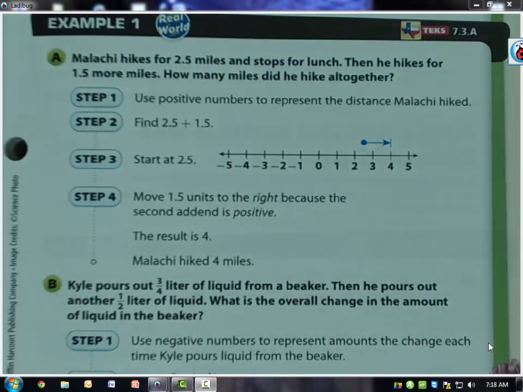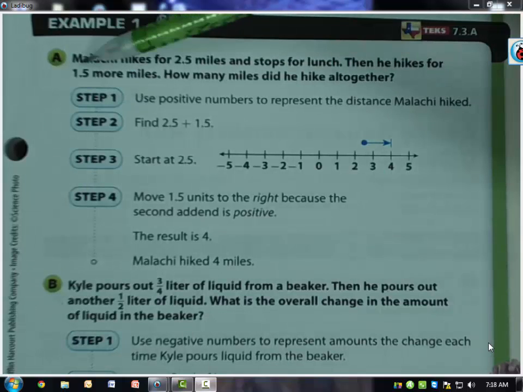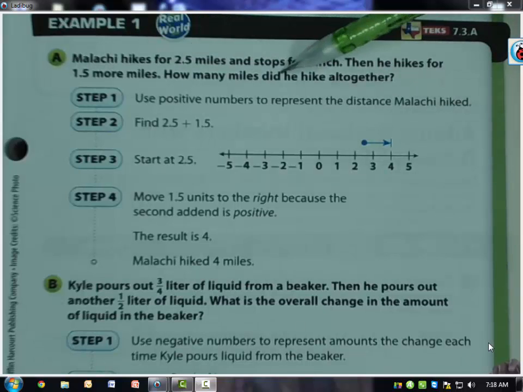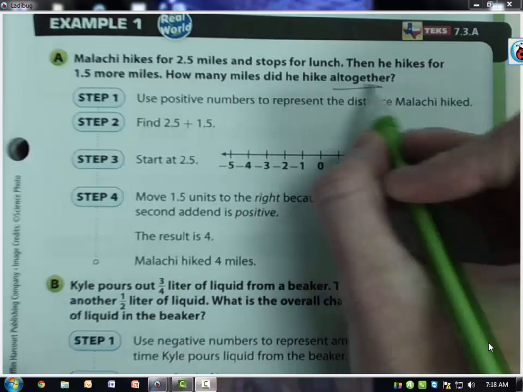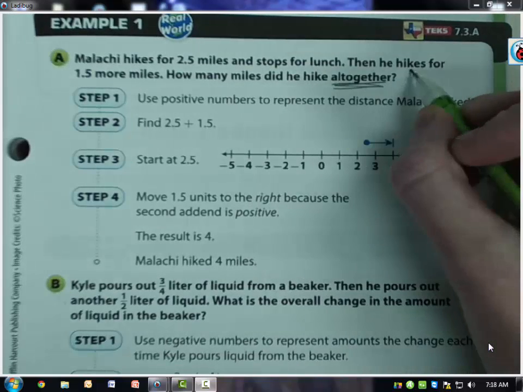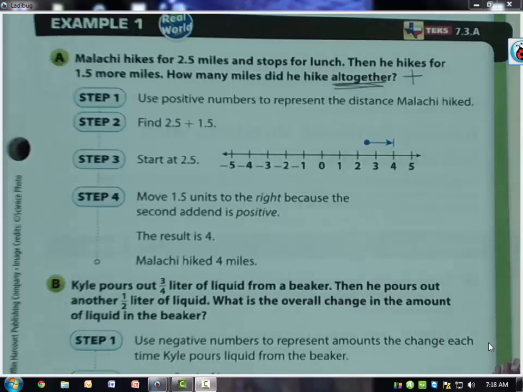So for the first question, okay, Malachi hikes 2 5/10 miles or 2.5 miles and stops for lunch. Then he hikes 1 5/10 miles or 1.5 more miles. How many miles did he hike all together? So we have keywords. All together, we know we're going to be adding. Okay? So the whole objective of this lesson is we are going to be adding rational numbers with the same sign, and we're going to be using number lines.